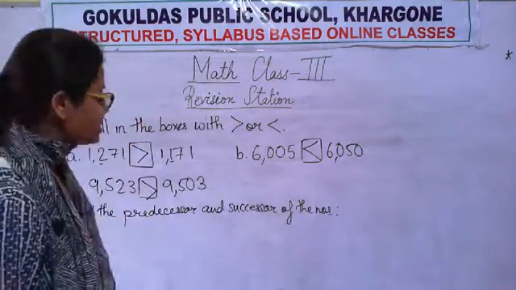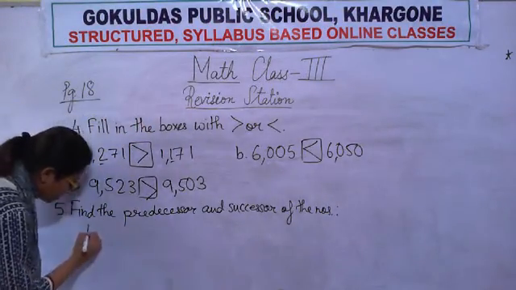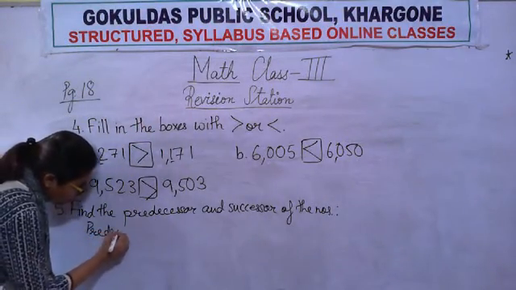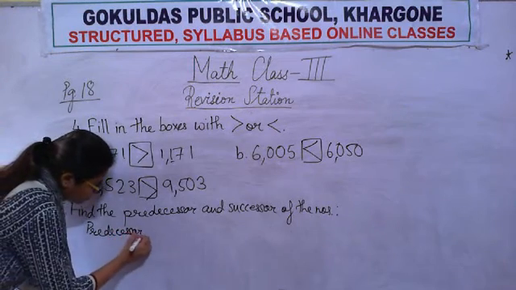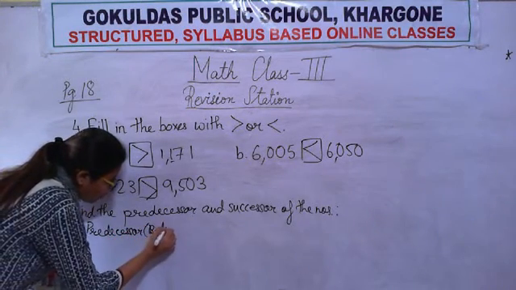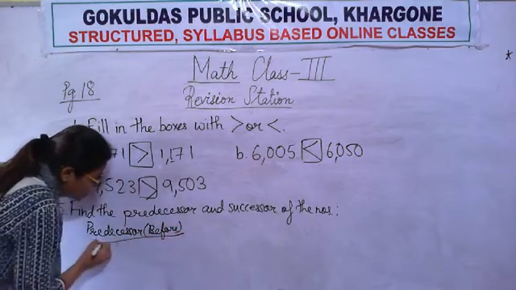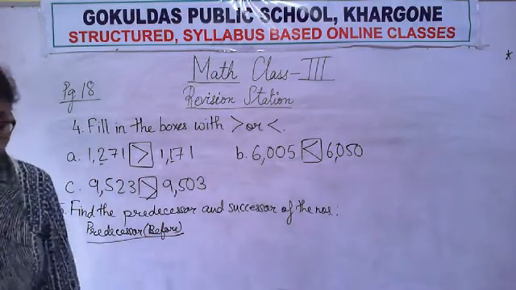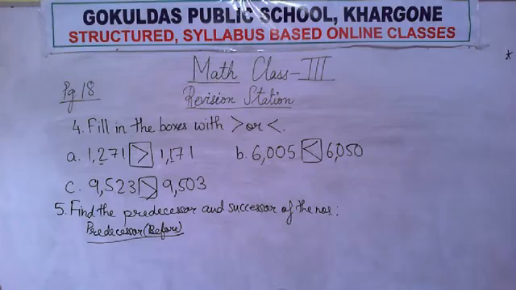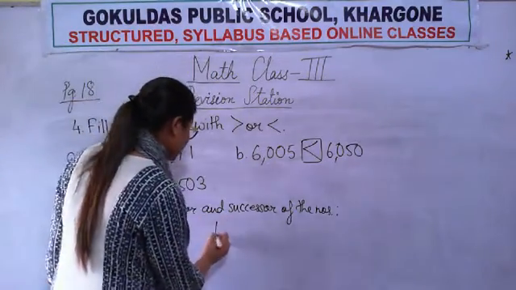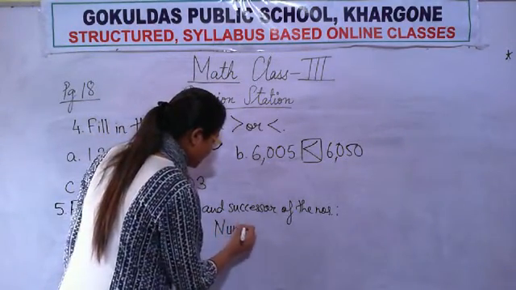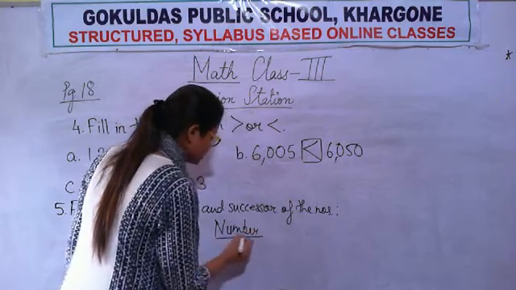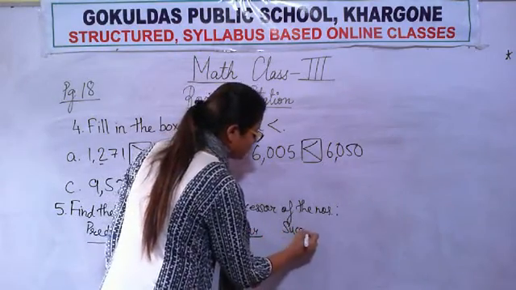So what is predecessor? Predecessor means before. What is your roll number? If your roll number is 13, who is before you? 12. So 12 is your predecessor. And what is your successor? If your roll number is 13, 14 is your successor. Successor means after, plus 1.